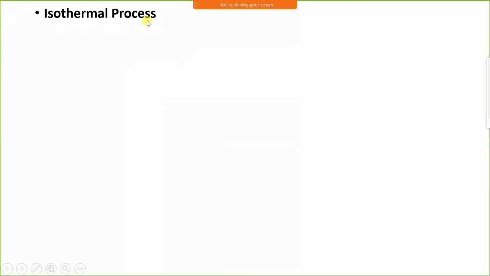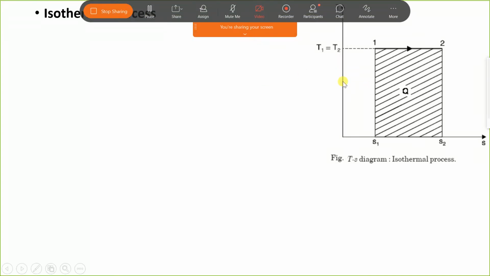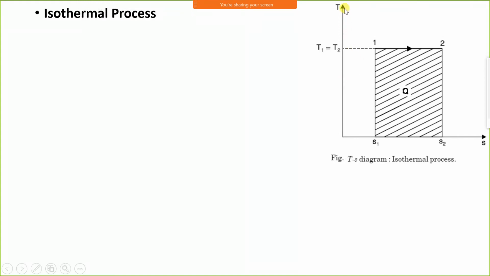Now isothermal process. Consider the TS diagram. Process 1 to 2 is isothermal, meaning temperature doesn't change. Constant temperature process. Now process 1 to 2 is an isothermal process and the area below this line represents the heat transfer. Can we calculate the area of this? This is a rectangle only. This is a rectangle. We can easily calculate.